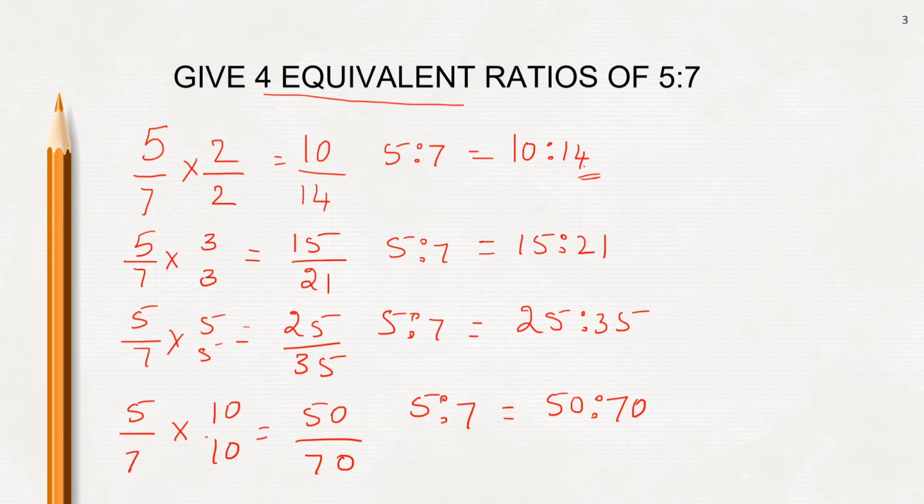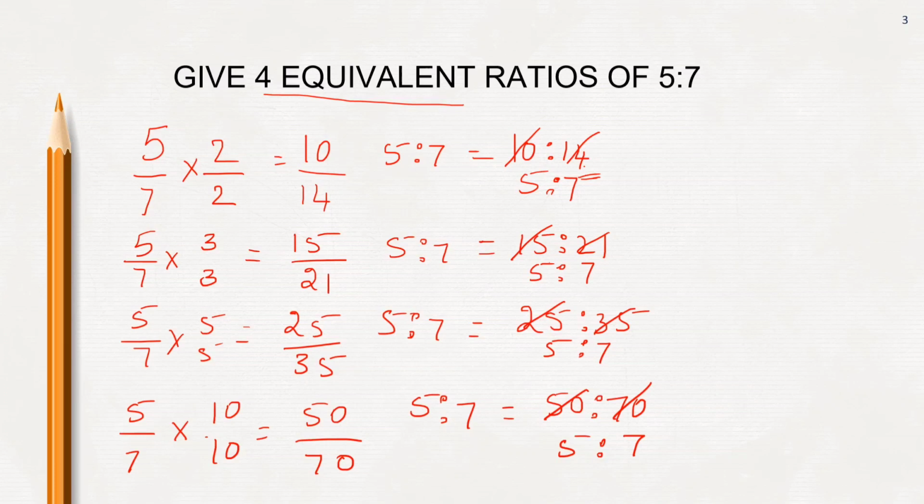Now if you simplify these ratios, you will get the simplest form as 5:7 itself. See, 2 5 times and 2 7 times is 5:7 itself. Again, 3 5 times and 3 7 times is 5:7. 5 5 times and 5 7 times is 5:7. Similarly, 10 5 times and 10 7 times is 70. So again the simplest form is 5:7 itself.